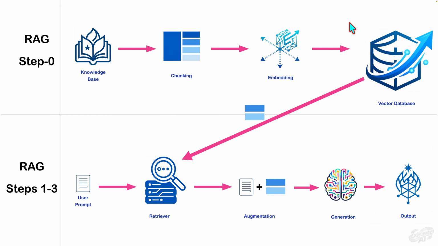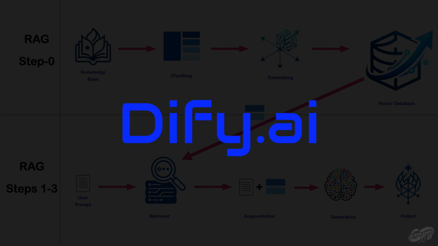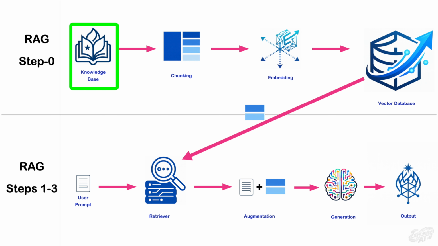This infographic is discussed in that RAG concept video, where we explored the different steps for the RAG functionality. We discussed that step 0 is the preparation step where the knowledge base generates the vector database. And then steps 1 to 3 are the RAG steps, which generate the final output including our own knowledge base. In this video, we will demonstrate different steps using a tool, Dify.ai. Let's talk about the knowledge base first.